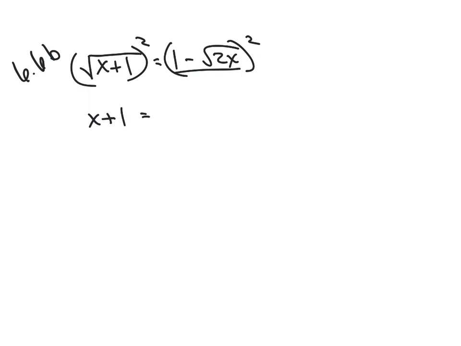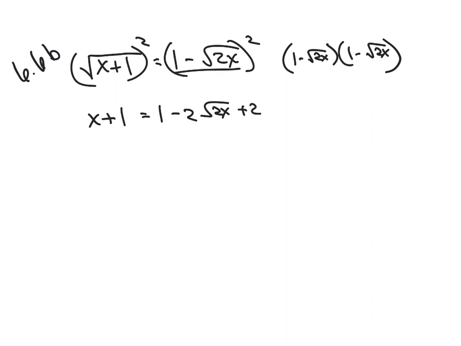In order to do that, we're going to use FOIL. So we'll have 1 minus the square root of 2x times 1 minus the square root of 2x. We're going to do the FOIL method, and once you do that, I'm going to assume you remember how. 1 minus 2 square root of 2x plus 2x. This term right here is what we got when we did the O and the I, the outside and the inside, and then we added them together.